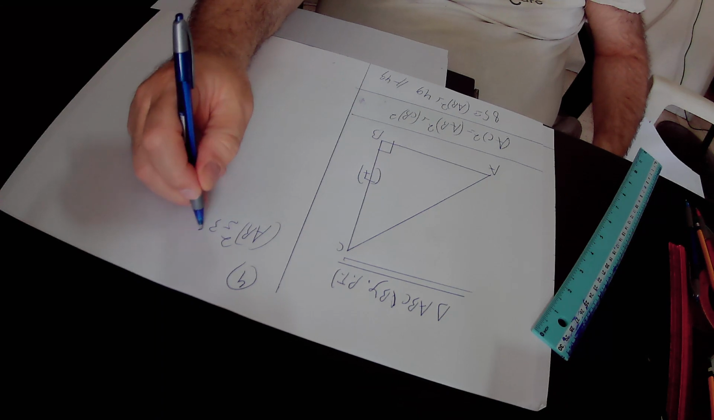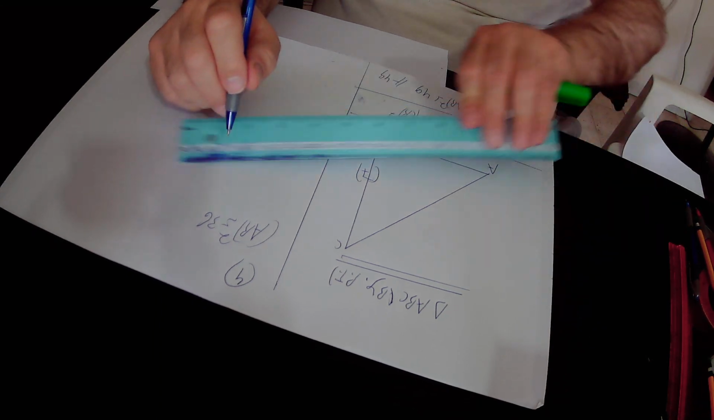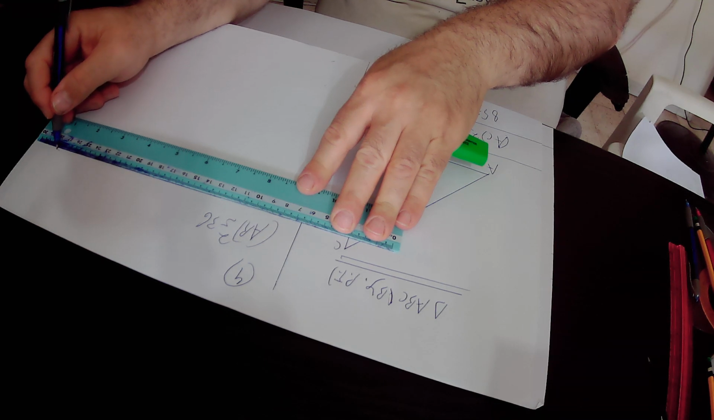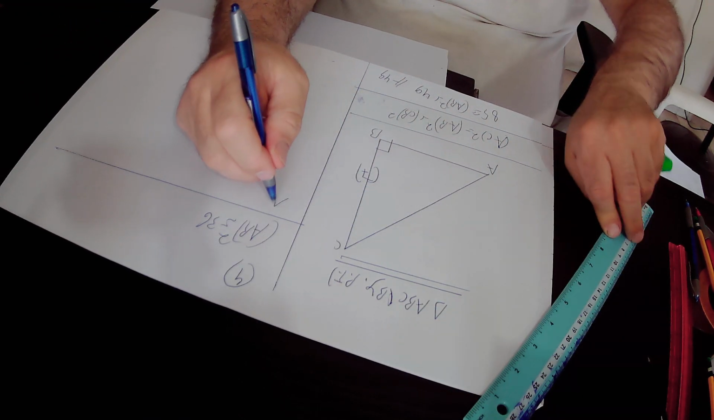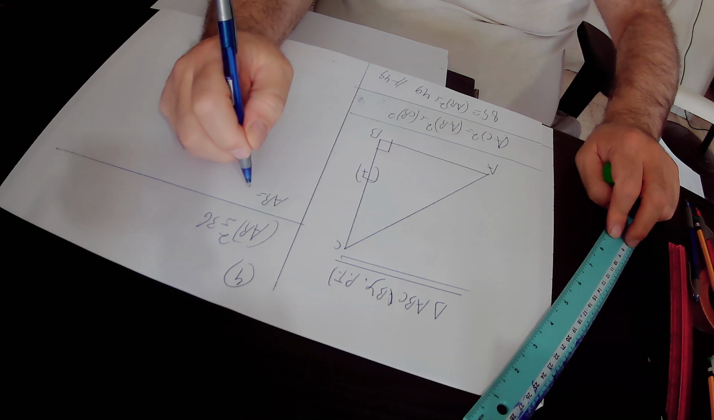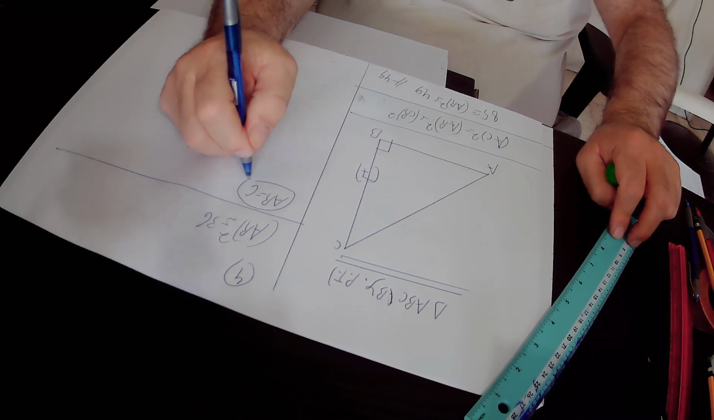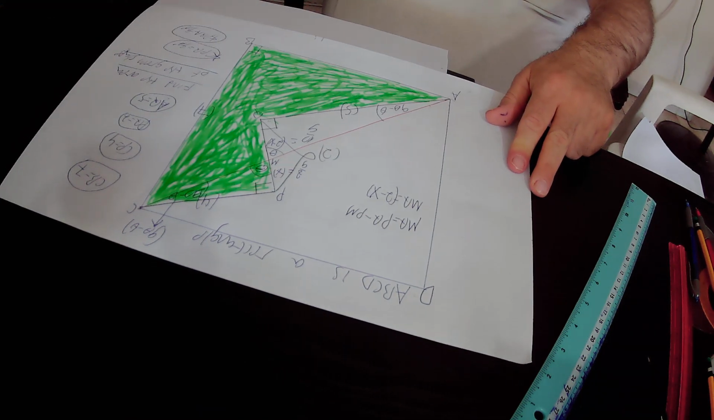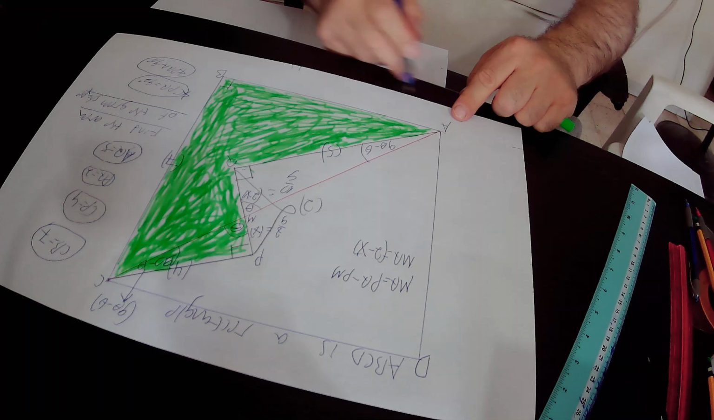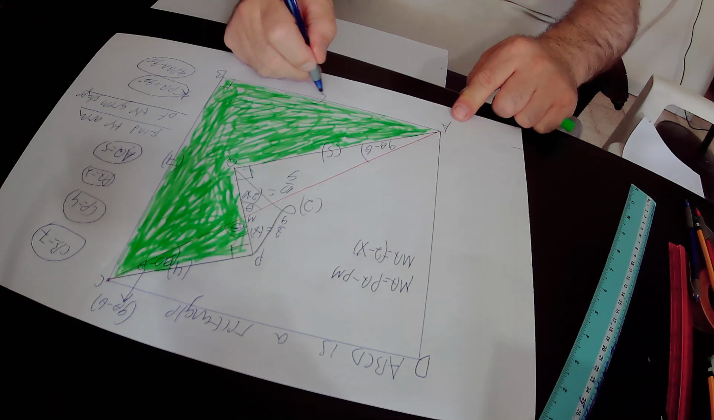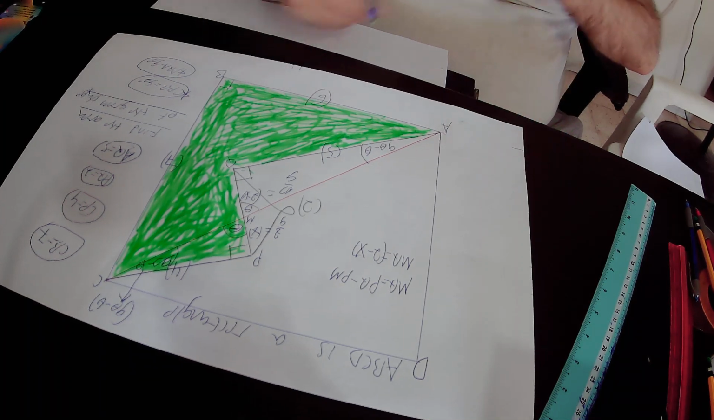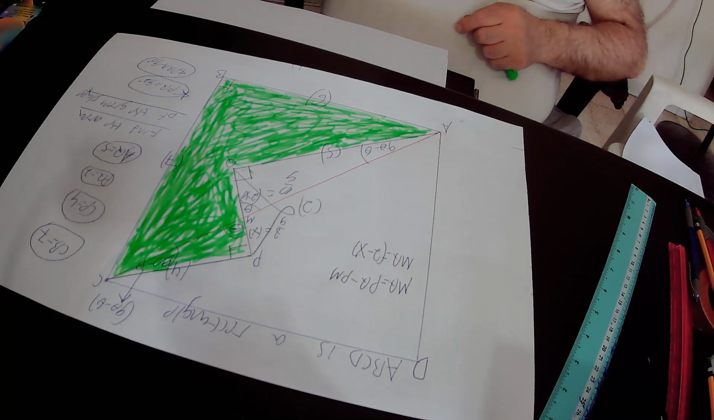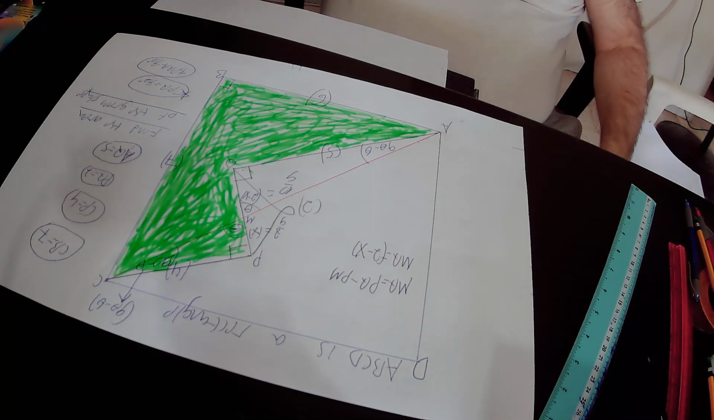So AB squared equals 36. Here we take a root of this equation, and finally we get that AB equals the square root of 36, that is 6. So we found out that side AB equals 6 units in length. Our mission is to find the area of this green shape. So what is the area of the green shape?